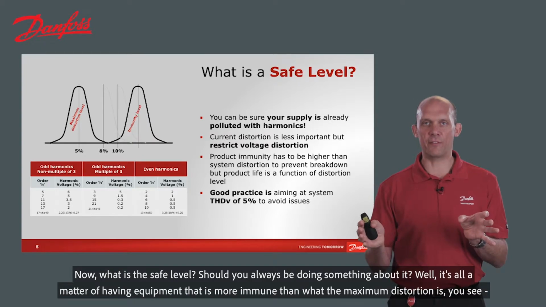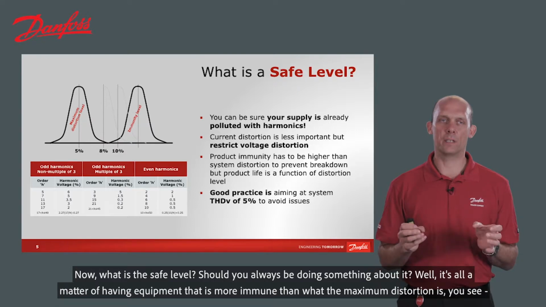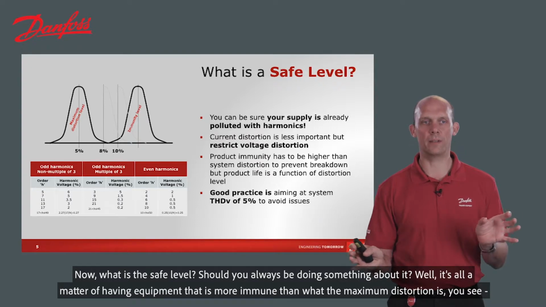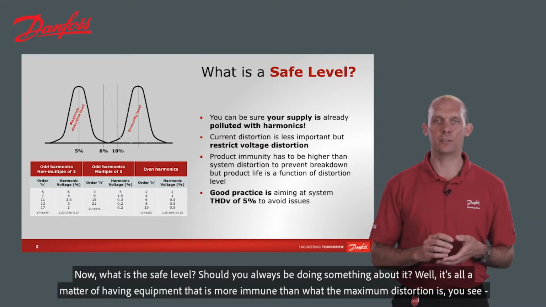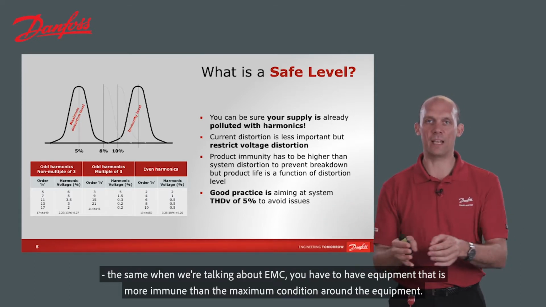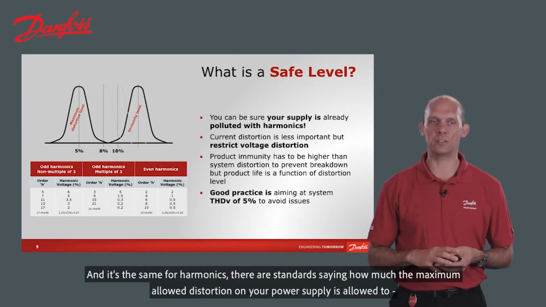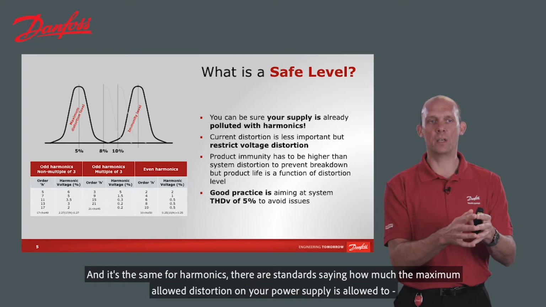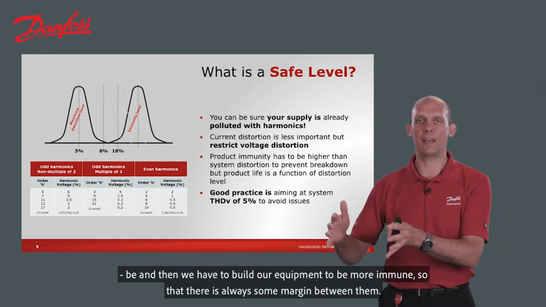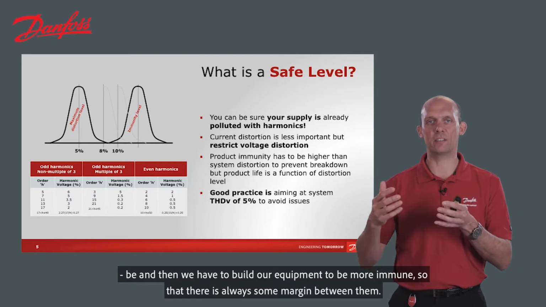Now, what is a safe level? Should you always be doing something about it? Well, it's all a matter of having equipment that is more immune than what the maximum distortion is. You see the same when we're talking about EMC. You have to have equipment that is more immune than the maximum condition around the equipment. And it's the same for harmonics. There are standards saying how much distortion on your power supply is allowed, and then we have to build our equipment to be more immune so that there is always some margin between them.